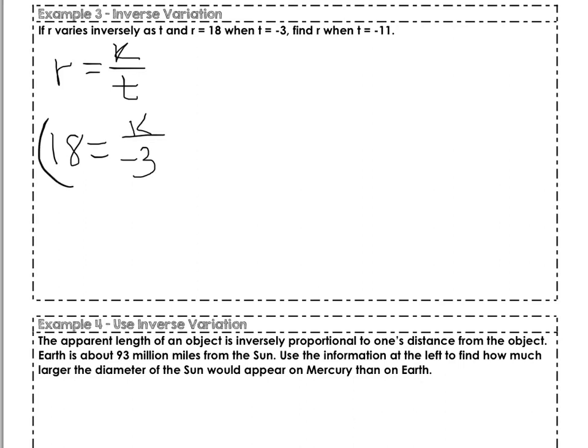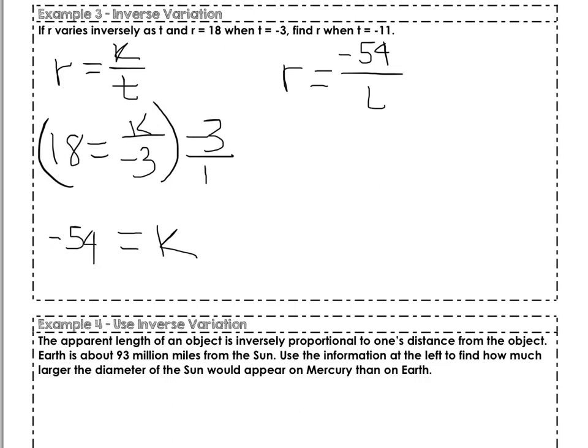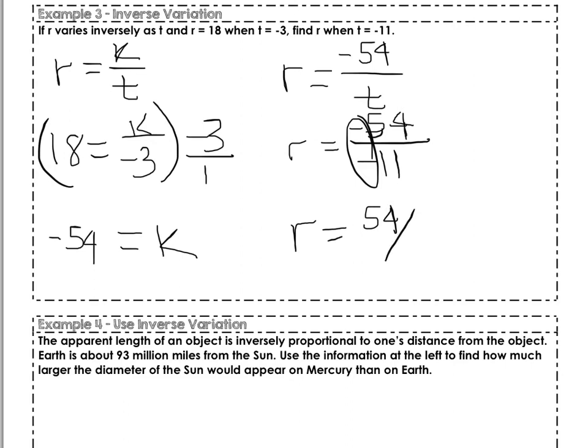So I'm going to take this equation and solve for k. Multiply both sides by negative 3 over 1. So 18 times negative 3, that's going to get me negative 54 is equal to my k value here. Alright, so now I have my equation. R is equal to negative 54 over t. Find r when t is equal to negative 11. So negative 54 divided by negative 11. Negative divided by negative is a positive. So r is equal to 54/11.